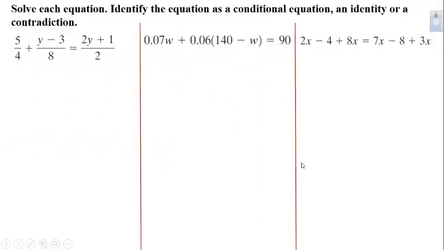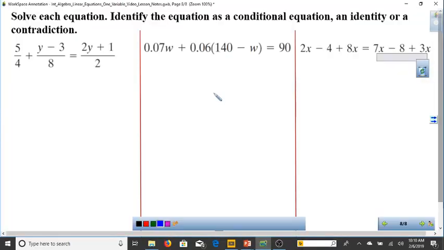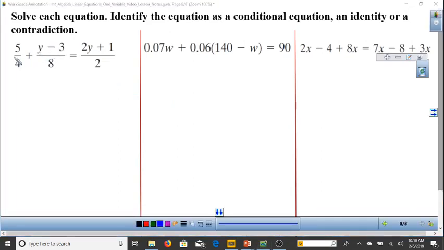Let's do a few more examples, and then that will be the end of our short lesson. In this case, we have fractions, so what we'll do is multiply both sides by the common denominator of the fractions, which you can see here is 8. I'm going to multiply each term by 8, and for those terms that have a fraction, I'm going to put the numerator in parentheses so that we don't overlook that. So I'm multiplying the left side by 8 and the right side by 8.